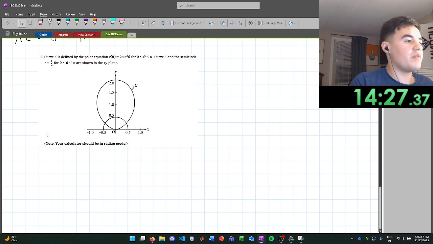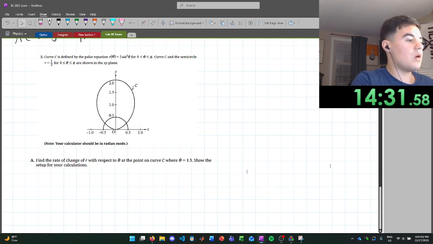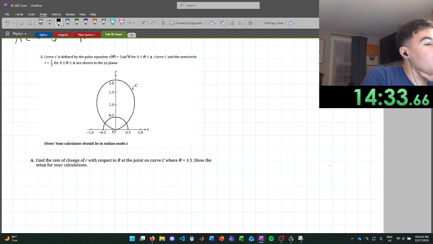Find the rate of change of r with respect to theta at the point where theta equals 1.3. Okay, so this is just find the derivative. So some angle looks something like this. This point here, this is r as a function of theta. This is curve C, and then this is the semicircle there.